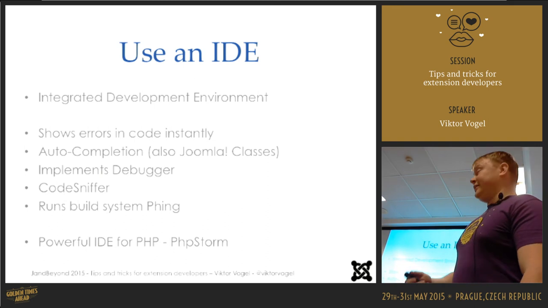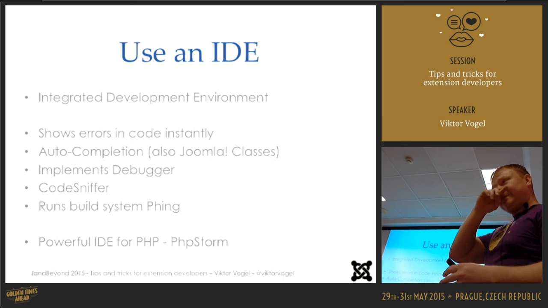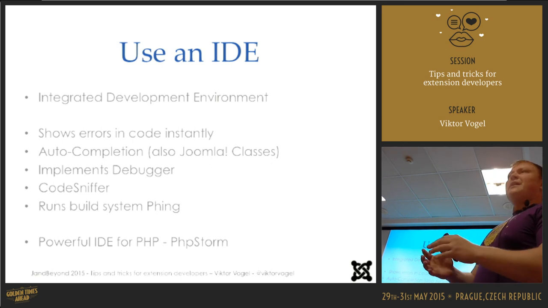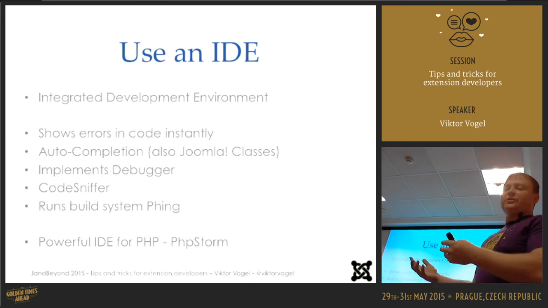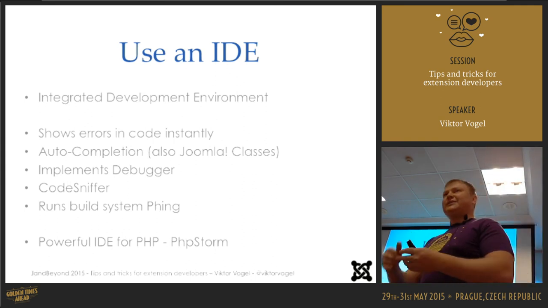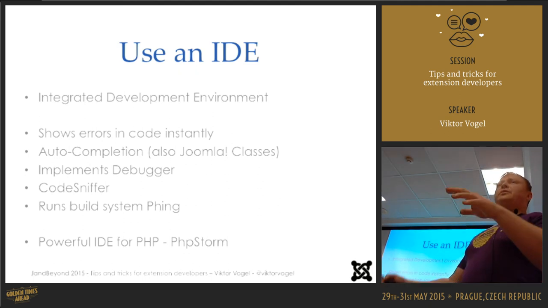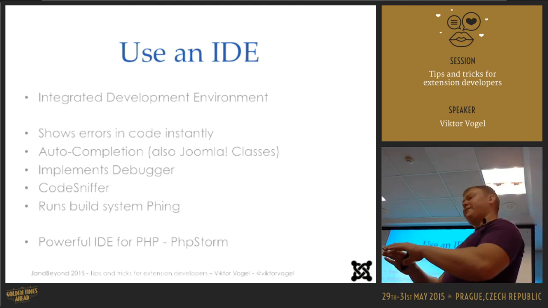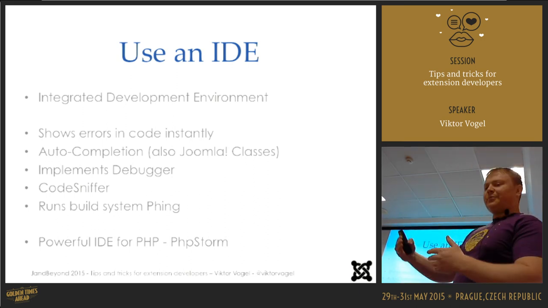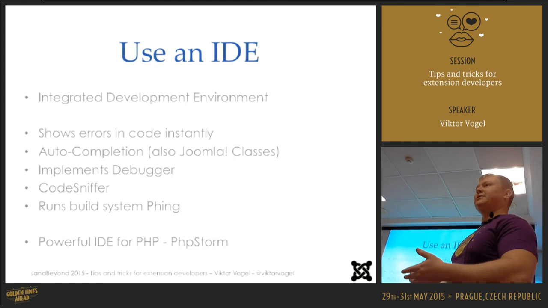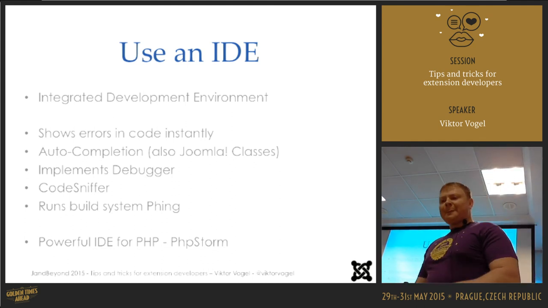The main advantage, of course, is that you see errors instantly. If you have a typo or something, you will see it underlined in red, so you know there's a typo. If you just use an editor, you won't see it, and then you have to search, and it can take time. You have the auto-completion, that's very cool. If you include a project and start to type J, then you will get a suggestion, JFactory for example, or JUser, JImage. So it's very easy to go through all the classes that Joomla offers you.